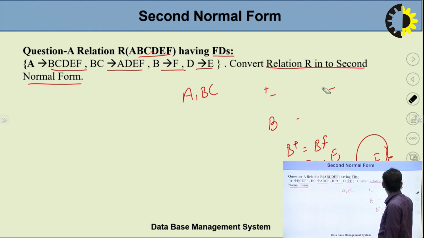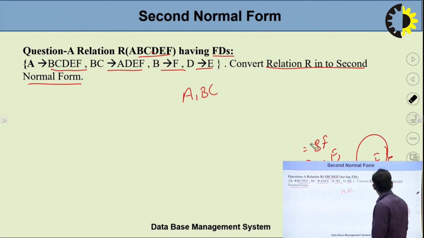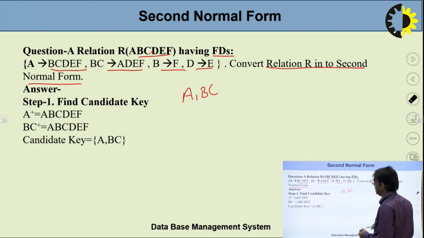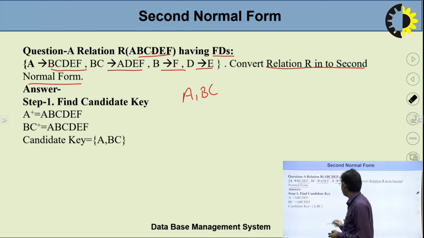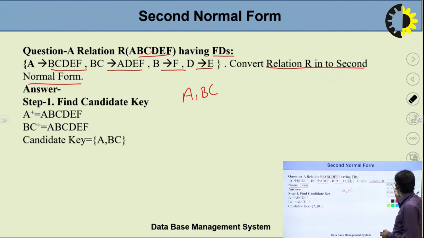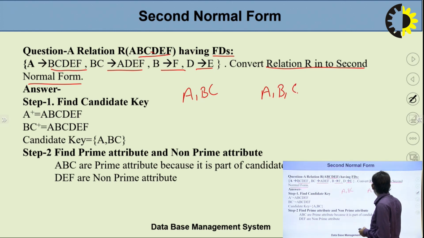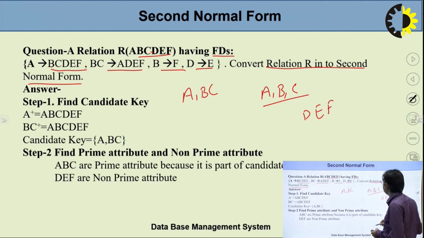After finding the candidate keys, we have to identify prime and non-prime attributes. I have told earlier what a prime attribute and a non-prime attribute are. Here, A and BC are the candidate keys. In the second step, we find the prime and non-prime attributes. Those attributes which are part of a candidate key are the prime attributes. There are three prime attributes, A, B, and C. The remaining D, E, and F are the non-prime attributes. This is the second step.